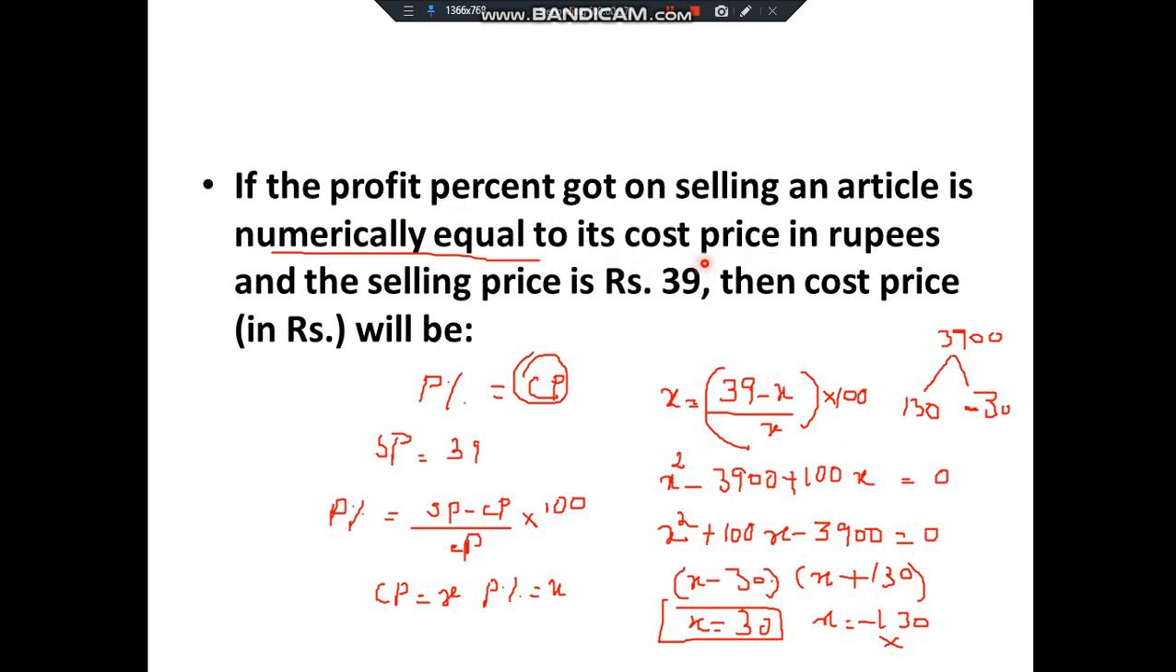Okay, and selling price is rupees 39. We'll have to find the cost price. Okay, so profit percent is equal to CP. Can we write it like that? Yes. And SP is equal to 39. Now substitute the values and find in profit percent. Okay, profit percent is equal to SP minus CP by CP into 100. So let us consider it as X. So the value for CP as well as profit percent would be X. Okay, so X is equal to 39 minus X by X into 100.